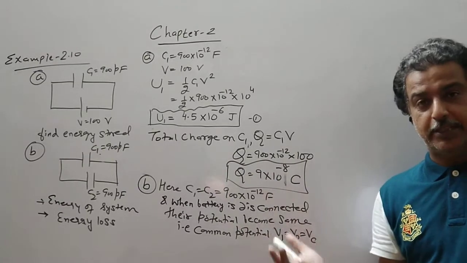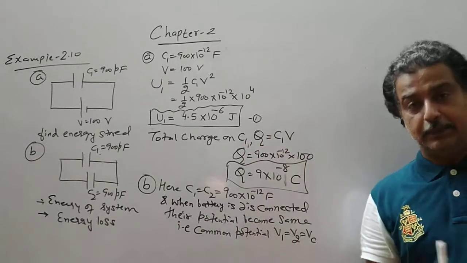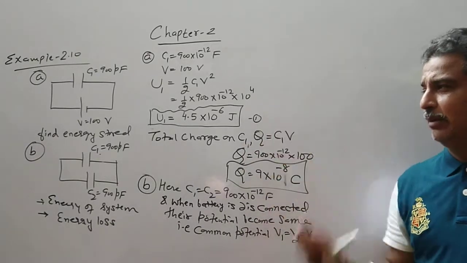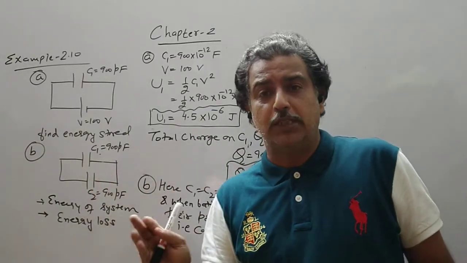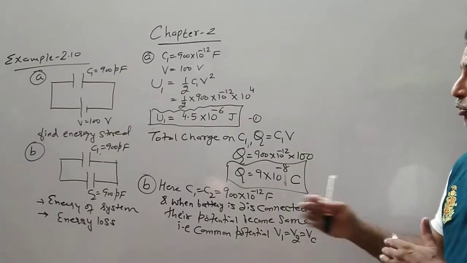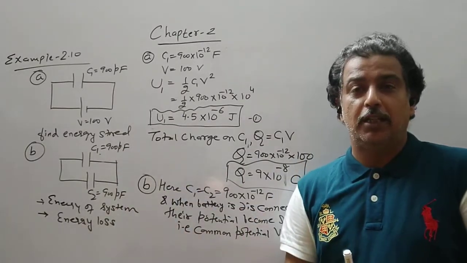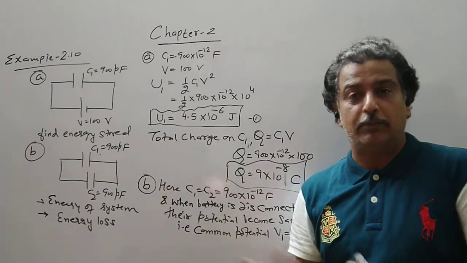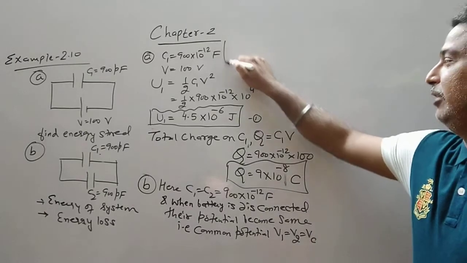Taking charge equally distributed, and one concept taking the potential to be same. Here the potential will be same because identical capacitors were there, so we will find the common potential to be 50 volt. That we will see. But if these values are not same, then the common potential is not same. It will have some different value. We will derive the formula for common potential and then we will apply it.